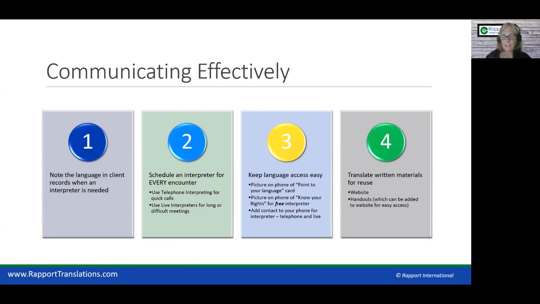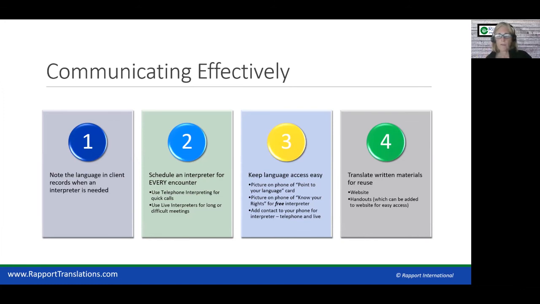Keep your language access easy. We have the point to your language cards. We've got know your rights for a free interpreter. You want to make sure that you're showing people this, because they may not know they're entitled to a free interpreter. So you want to let them know so they're not saying my son can do it or my daughter can, friends, family, whoever can do it, because they think they don't have the money to pay for it. And then add the contact to your phone for how to schedule a live interpreter or how to get the telephone interpreting line right on there. So if you run into a situation, you can handle it immediately.